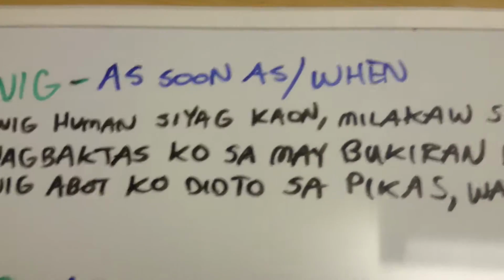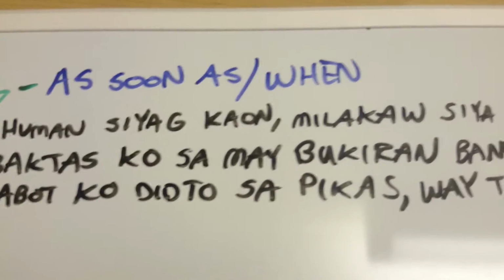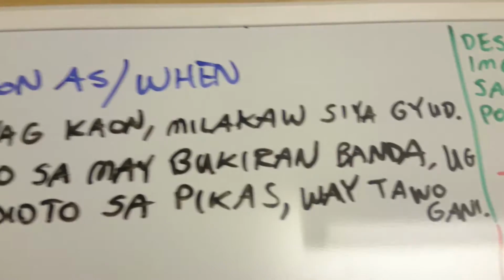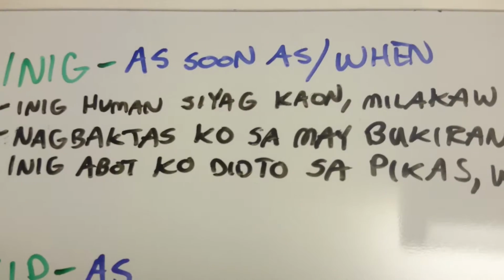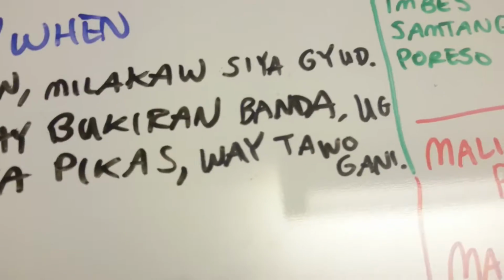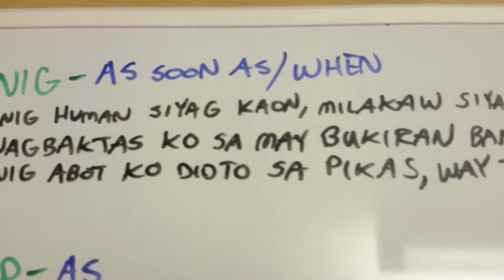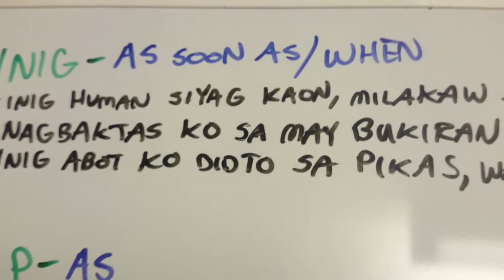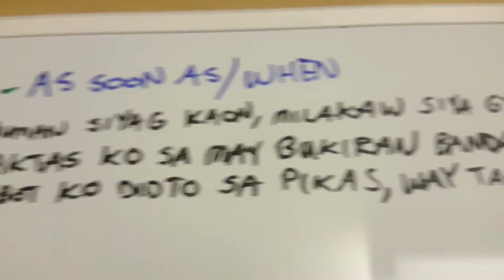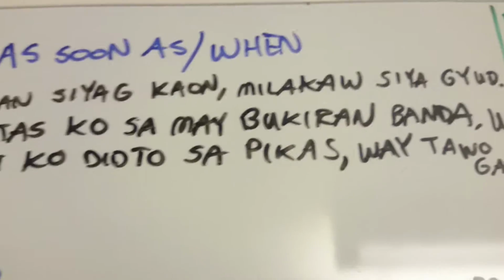So nagbaktas ko sa may bukiran banda means I hiked up to the mountainside area. Ug meaning and, right? And inigabot ko dito sa pikas, when I reached the other side over there, way tawo gani, there weren't even people, right? So nagbaktas ko sa may bukiran banda, ug inigabot ko dito sa pikas, way tawo gani. So I hiked up to the mountainside area, and when I reached the other side over there, there weren't even people, right?